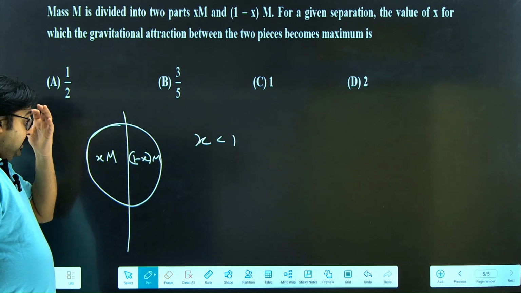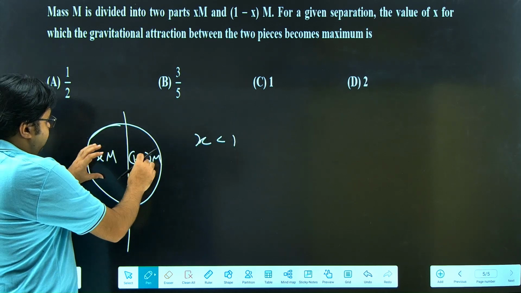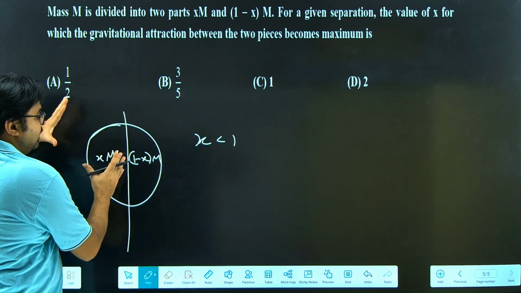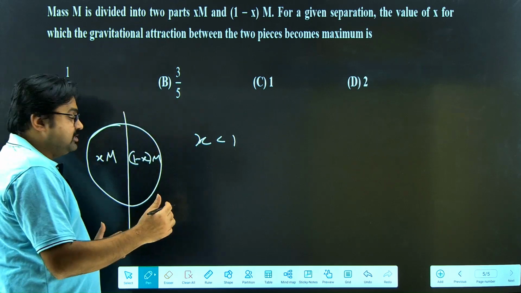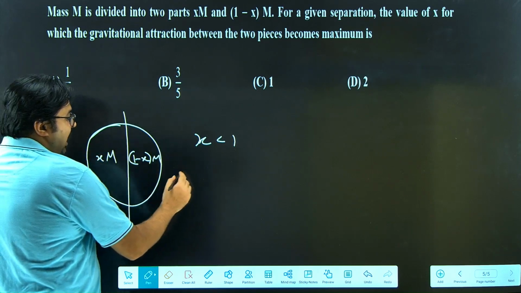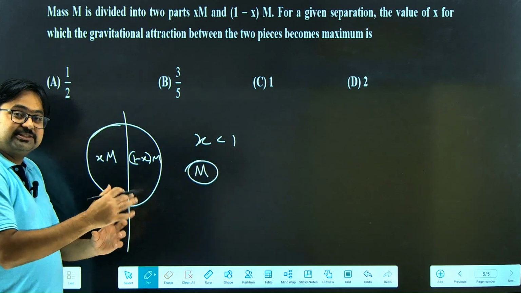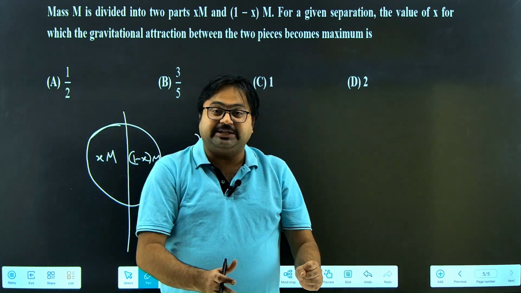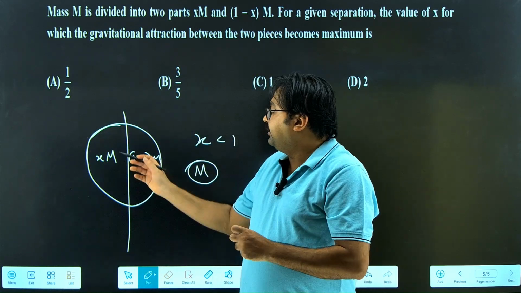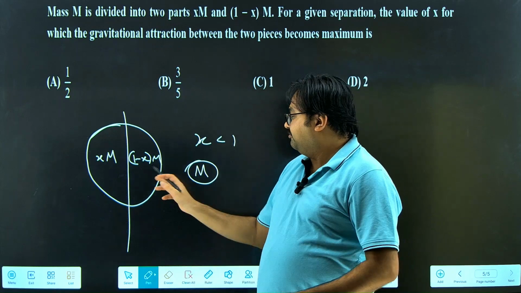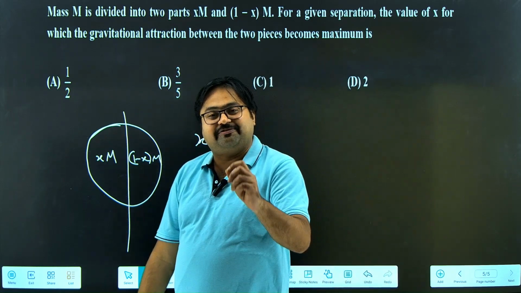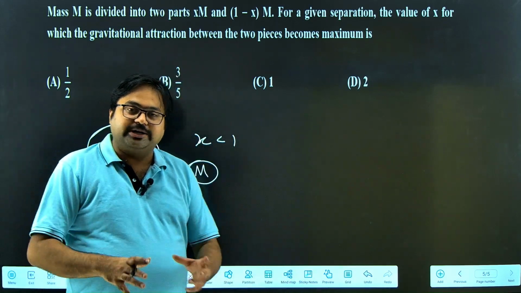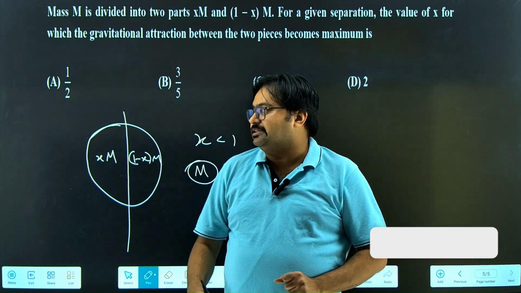When that is the case, if you go on changing the value of x, if this fragment xm increases in mass, then this fragment decreases in mass, such that if both of these are added, you always get the same total mass, capital M. So capital M is the total mass of the body that we are talking about. And if you split it up, you get two parts. The first part weighs xm, the second part weighs (1 minus x)m. X is a fraction. If x is half, then you have divided the body into two halves. So that's what it essentially means.